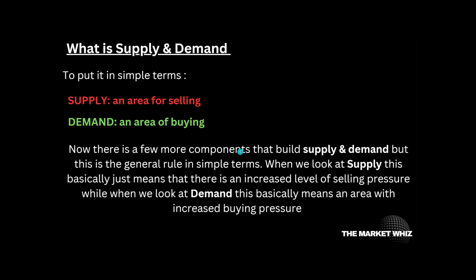The first thing we're going to go over is what is supply and demand. In simple terms, supply is an area of selling and demand is an area of buying. No need to overcomplicate it. There are a few more components that build supply and demand, but this is the general rule. Supply means an increased level of selling pressure, while demand is an area with increased buying pressure.